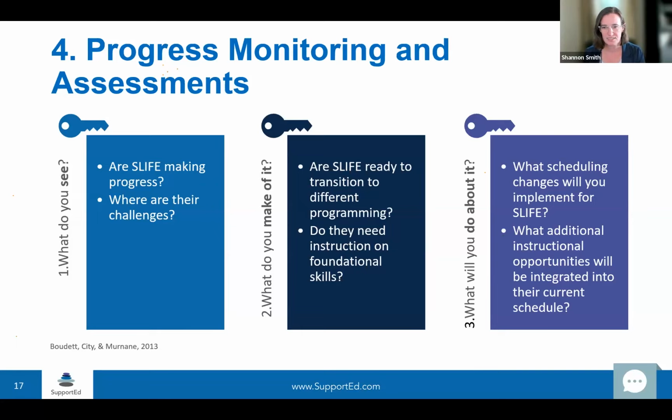And it is hard to find those rubrics and being able to really dig down to where your SLIFE are in terms of language proficiency. And I do like hearing it called street data, because it definitely is.